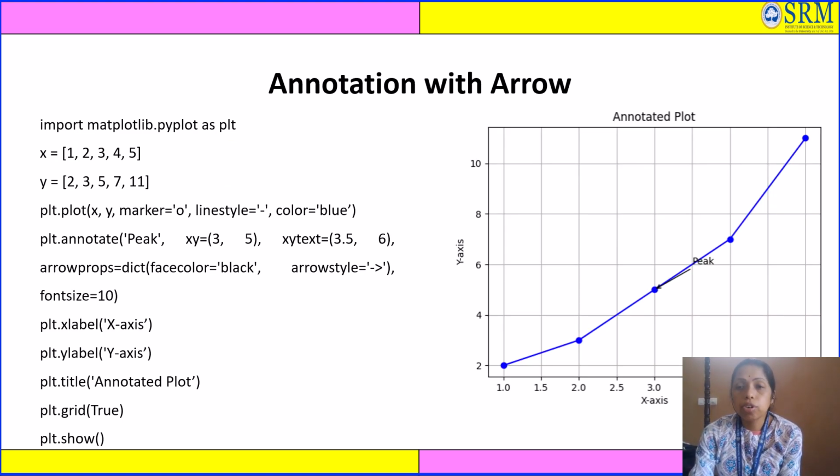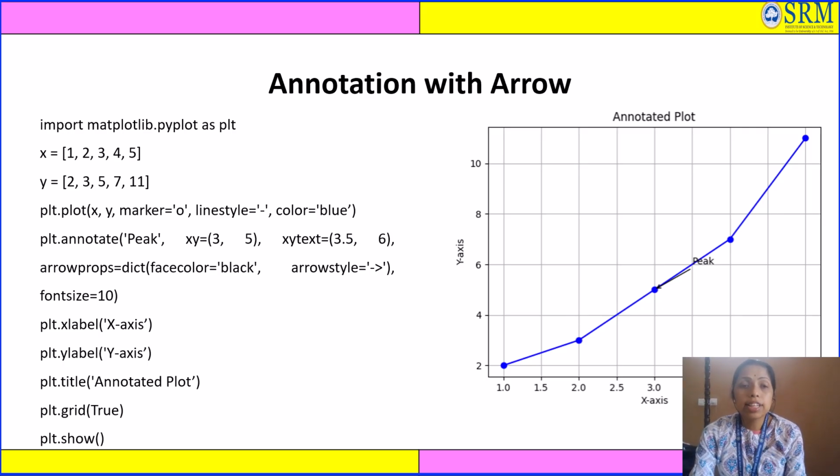Suppose now, in the previous step we have just seen that we are adding the text. But if you want to add an arrow, because if you only add the text, we will not easily identify which point you are identifying, this point or this point. So you want to add an arrow also.